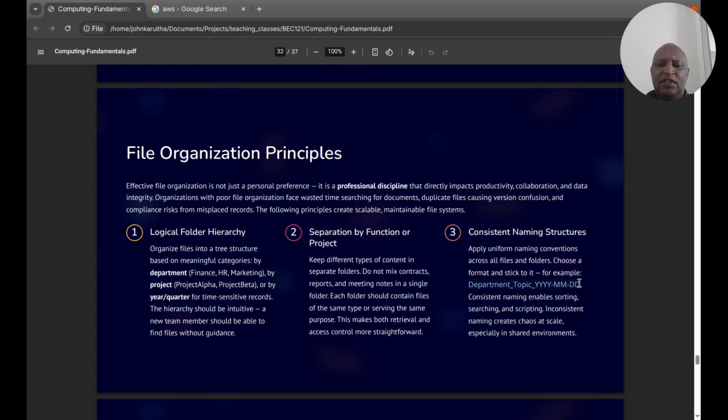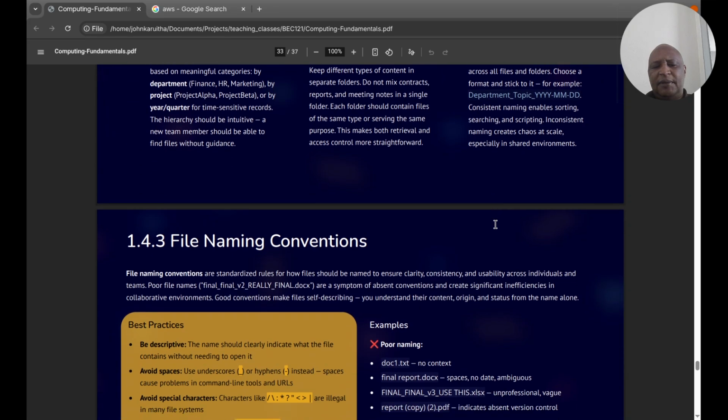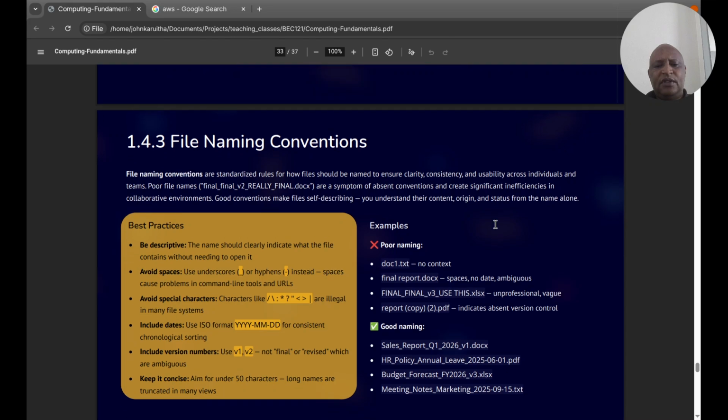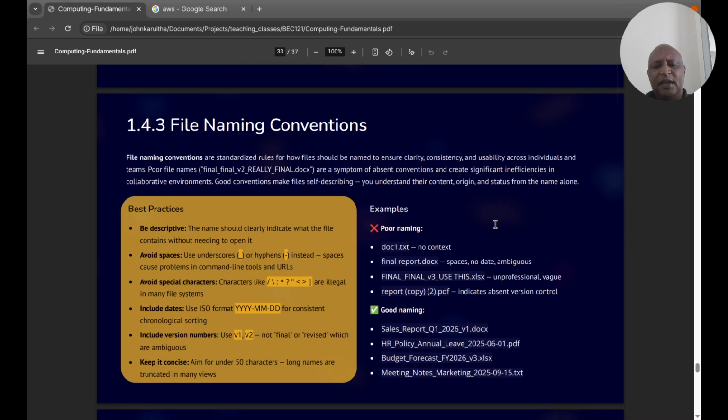And inside each of these folders, now you put your files. Is there an assignment you did? Put it in the particular folder. So this is a question of naming conventions.